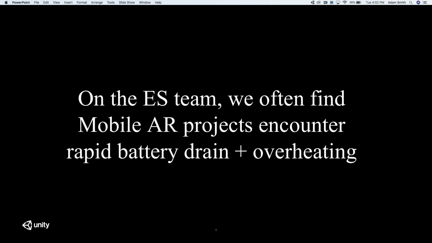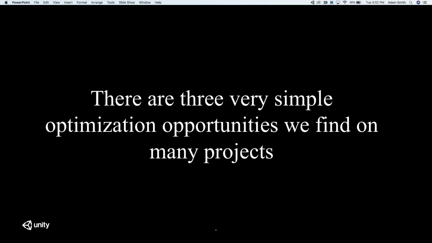So on the ES team, when we do an AR project, there are two usual suspects that appear almost always. The battery drains quickly because it's very expensive to do AR if you don't do it in an optimized way, and because the hardware is working so hard, the device might overheat, which is not fun. So there are typically three simple optimization opportunities that we find on almost every single AR project that we touch. We're going to talk about what those things are.